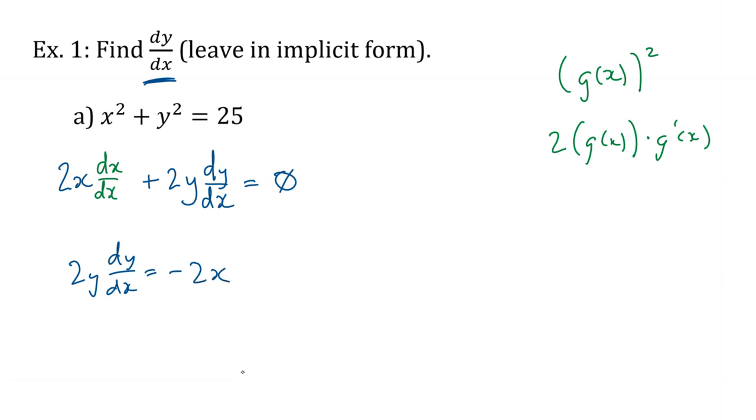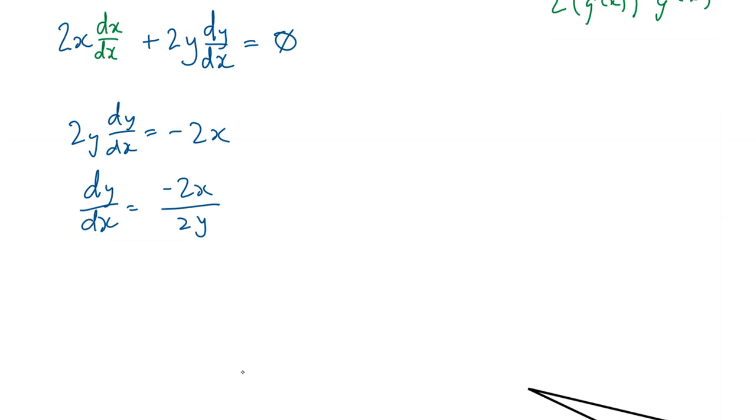And then I'm going to divide by 2y. And of course, simplify the 2's. And there we go. Leave in implicit form means it's fine to have x's and y's in there. We don't have to go any further. There will be a case where we'll see not doing that. But most of the time, we leave it in implicit form. But you always have to solve for dy by dx.